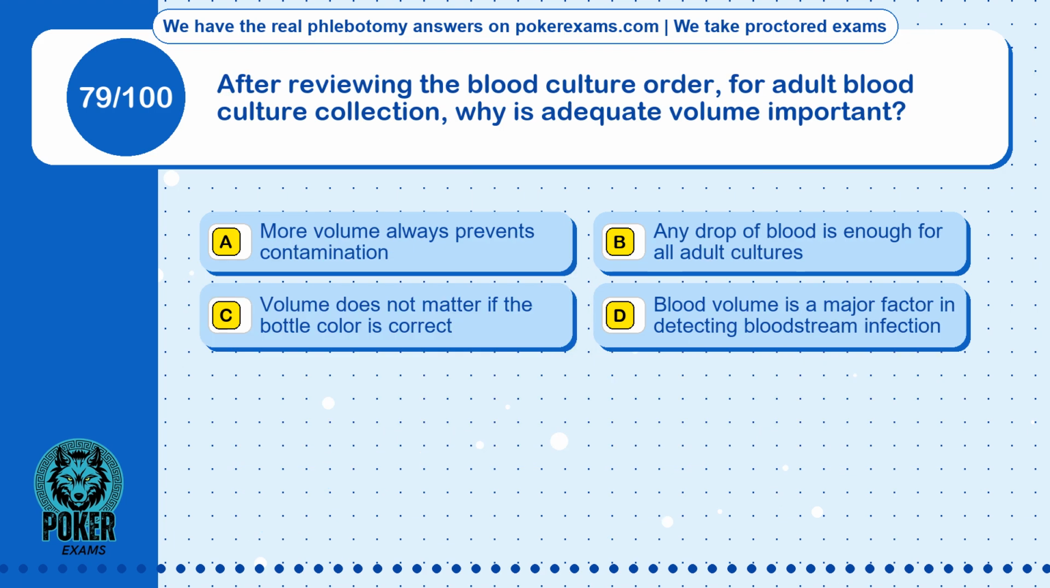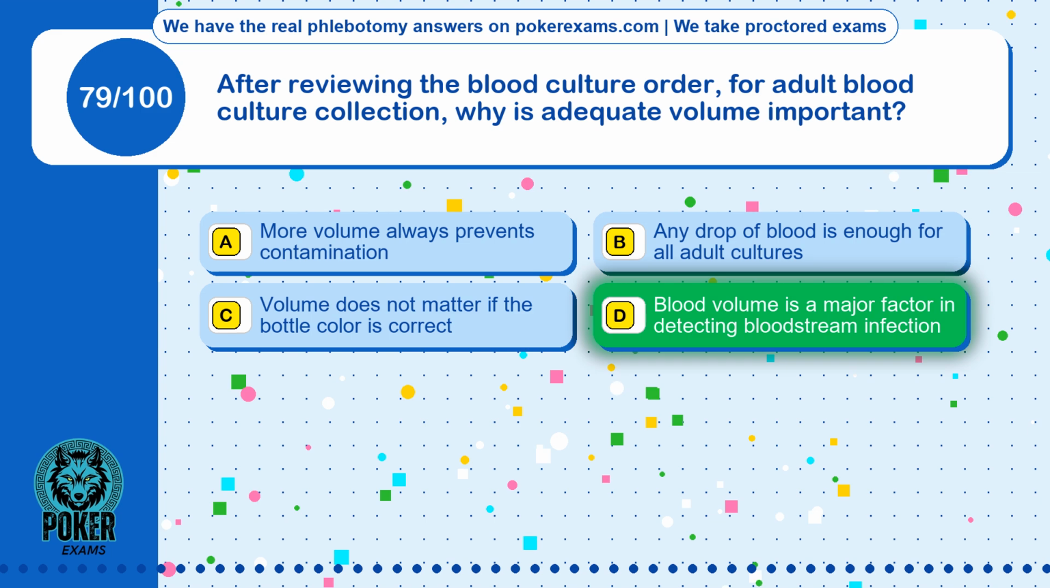Question 79. After reviewing the blood culture order, for adult blood culture collection, why is adequate volume important? Option A. More volume always prevents contamination. Option B. Any drop of blood is enough for all adult cultures. Option C. Volume does not matter if the bottle color is correct. Option D. Blood volume is a major factor in detecting bloodstream infection.